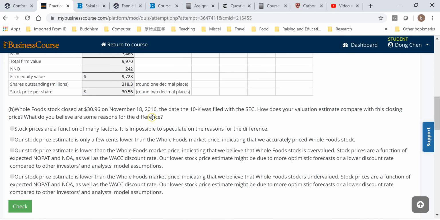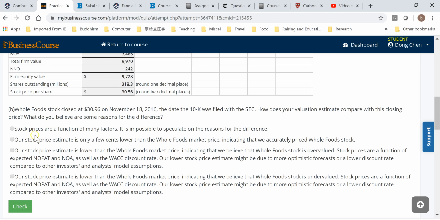And then part B, Whole Foods stock closed at $30.96 on this date. So our estimated price is slightly lower than this price. How does your valuation estimate compare with this closing price? What do you believe are some reasons for the difference?